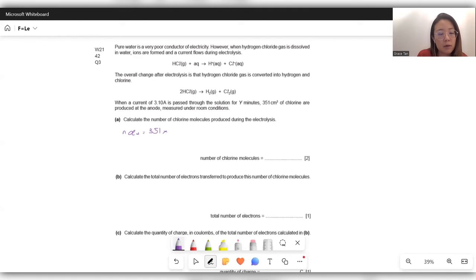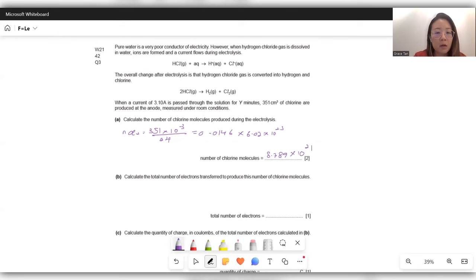351 divided by 1000. So the number of moles is 0.0146. Then that will be the moles of chlorine molecules. So if you want the number of chlorine molecules, you need to multiply with the Avogadro constant. You're going to get 8.789 times 10 to the power of 21.